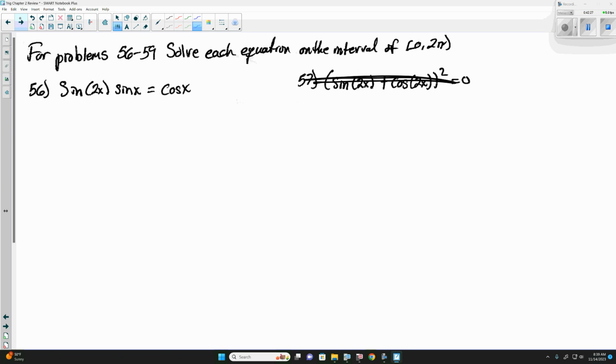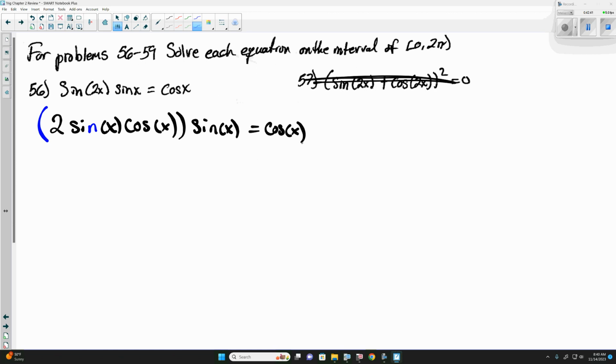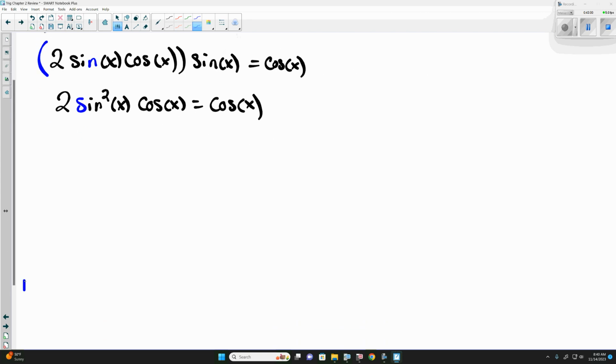Sine of 2x. Well, the double angle formula tells us that this is 2 sine of x, cosine of x, and it is being multiplied by sine of x is equal to cosine of x. Now we can multiply the left side, telling us that we have 2 sine squared of x cosine of x is equal to cosine of x. Now there's different ways we can go about doing it. First, what I'm going to do is get this thing equal to 0.